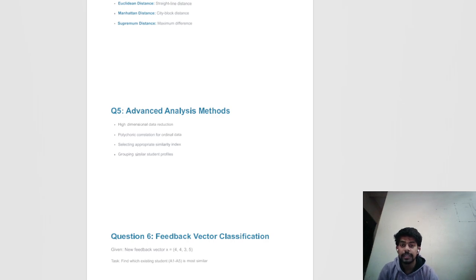Distance measures. For question 5, we use three main distance measures. The Euclidean distance calculates the square root of the sum of square differences. This is the most common measure. Manhattan distance simply sums the absolute differences between attributes. The supremum distance identifies the maximum difference in any single dimension. The choice of measure depends on how sensitive we want our analysis to be to outliers.